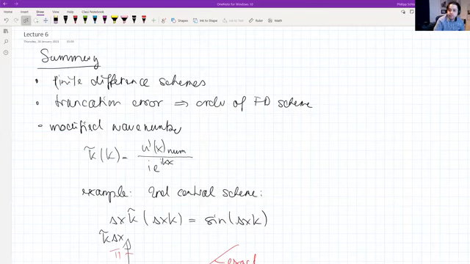Okay, so good afternoon, everybody, to this. I think it's the sixth lecture in CFD, and today we will continue with finite differences.